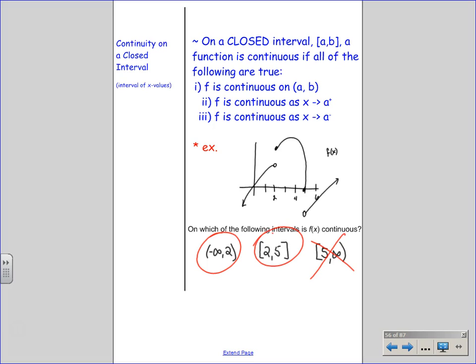The numbers only in between 2 and 5. That's what this says. f is continuous as x approaches the left endpoint from above. As I come towards 2 from above, it's fine. Now, question. How can you approach 5 with these numbers: from below, from above, or both? Only from below, because 5.1 is not in here. 5.01 is not in here. Same reason 1.9 wasn't in here and 1.99 wasn't in here. So only coming from below.